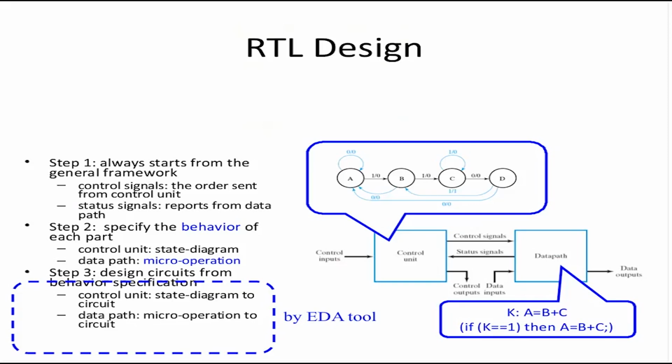Then in step 2, we specify the behavior of each part. The design could be done in two ways: a top-down approach or a bottom-up approach. In top-down, let's say I am designing an 8-bit CPU. I would first visualize what that 8-bit CPU will contain. For example, it will contain an ALU, a memory unit, and so on, and then start writing code from the top down. In bottom-up, I would first code the ALU and then go on to make the CPU.